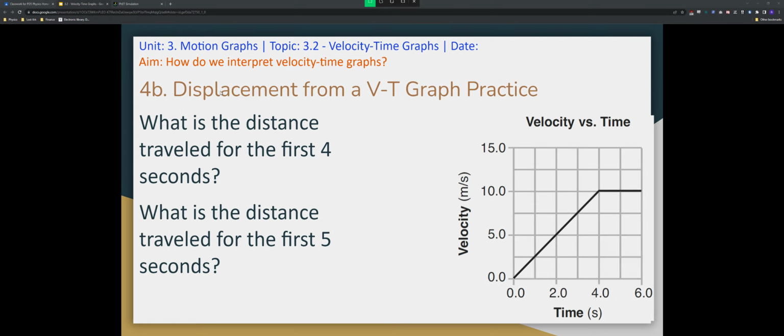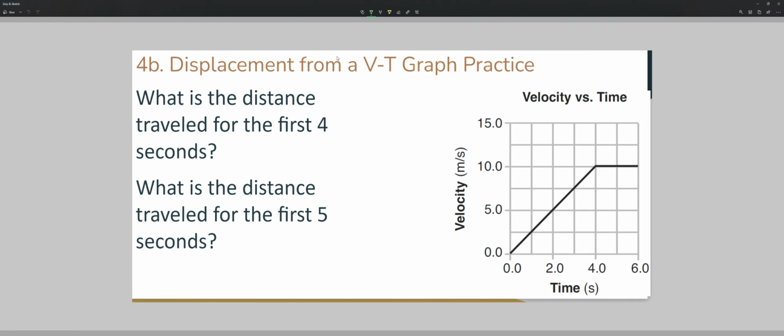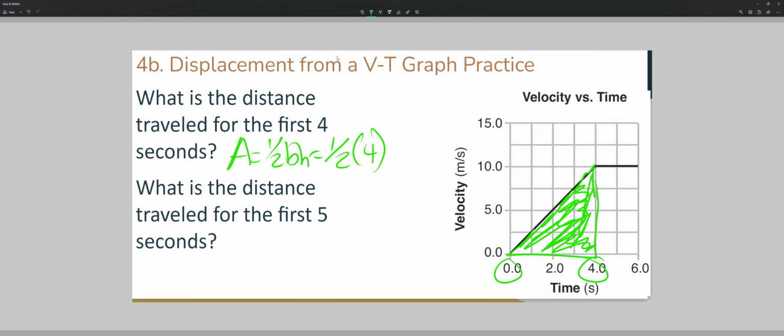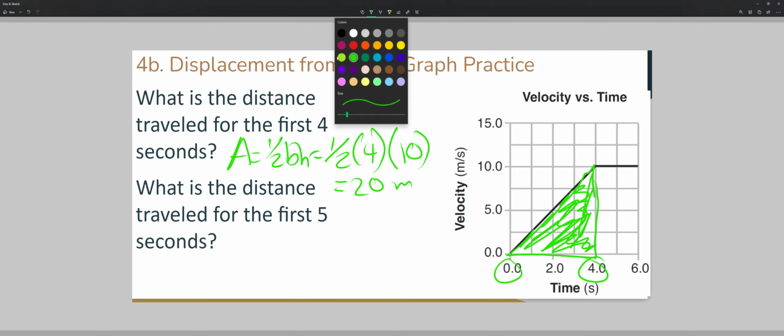Let's do some more practice questions. What is the distance traveled for the first 4 seconds? Again, this is a simple thing. You're going from 0 to 4. This is your line, so you're taking the area underneath your line. The area of this triangle is 1/2 base times height. Your base is 4, since you go from 0 to 4. Your height is 10. And so your area here is 20 meters. So you travel a distance of 20 meters.